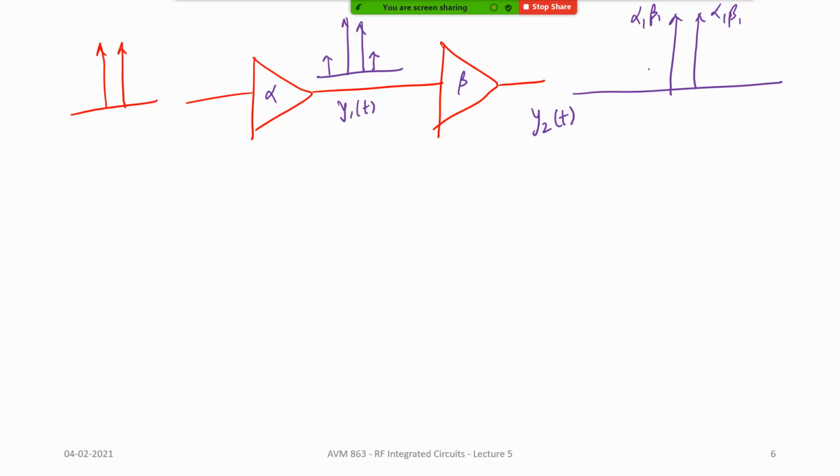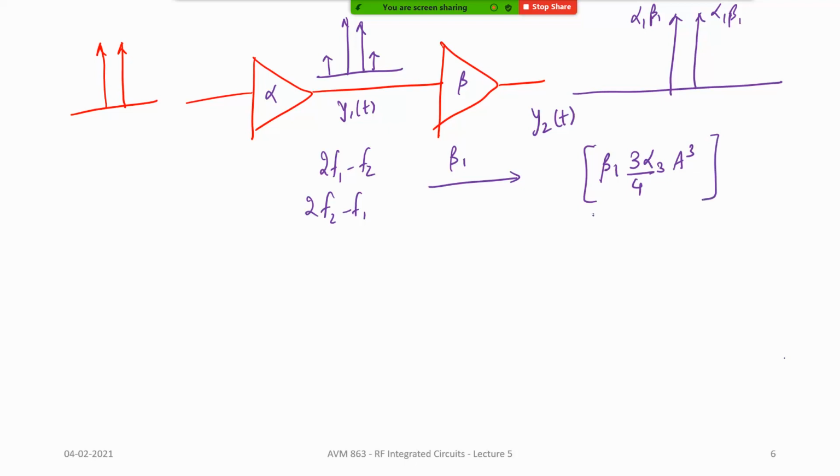Now, first of all, let's say these two tones, 2F1 minus F2, 2F2 minus F1. These tones will get multiplied by beta 1, just amplified, and you'll get beta 1 times 3 alpha 3 by 4 A cubed. This will be the coefficient of these things. Same way you will have beta 1 times 3 alpha 3 by 4, so basically this will be the coefficient for your IM tone.